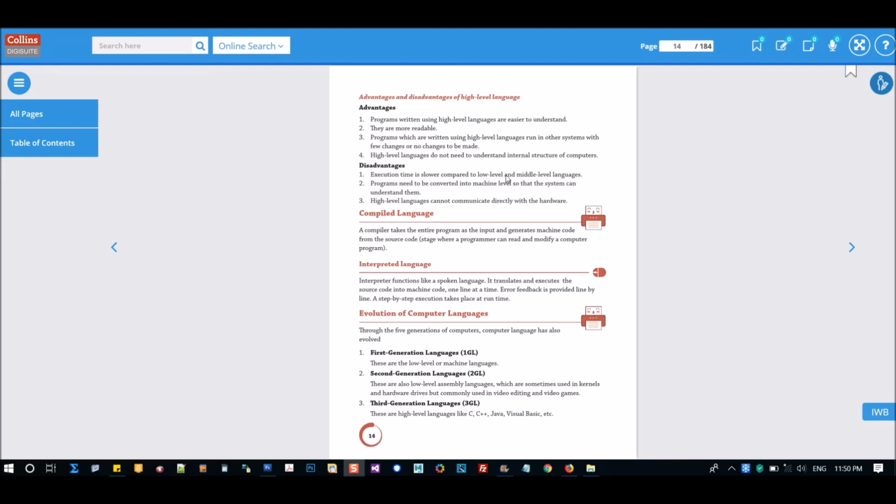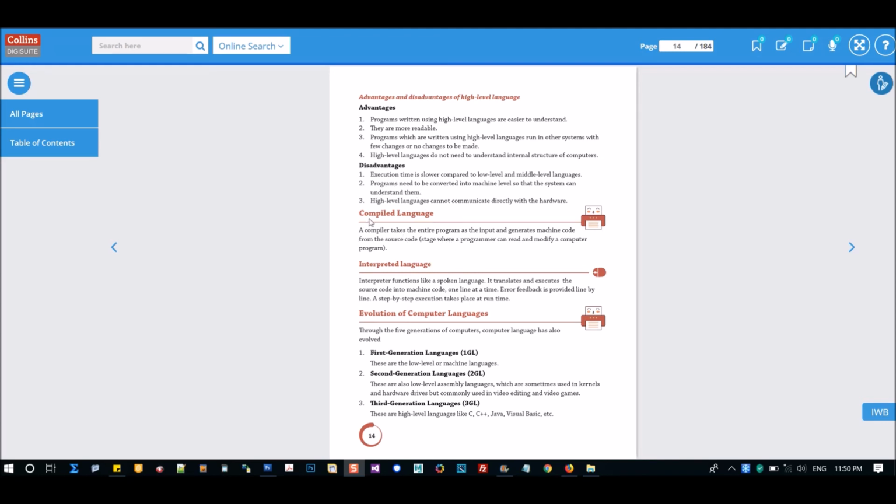Low-level languages, since they use only 0 and 1, are much faster, but high-level is slower. In order to use the high level, we need to convert it into machine language again. So conversion also takes time. This is the disadvantage of using the high level.